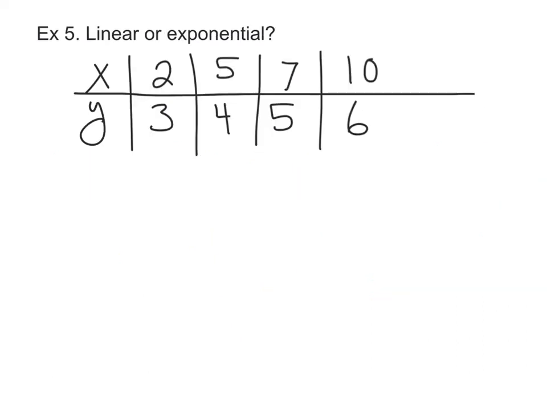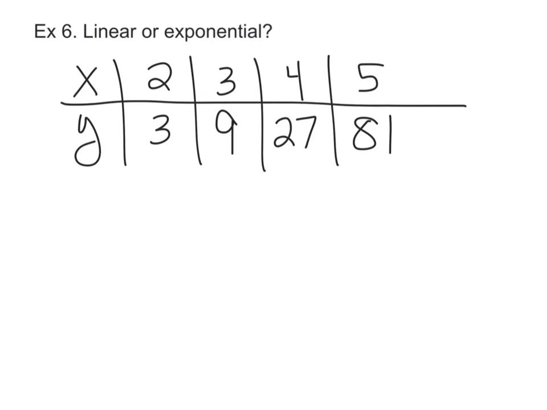All right, example 5, linear or exponential, and now I just gave you pure numbers, not a situation, just numbers. So again, you're focusing on that y column. What's happening in the y column? Well, in this problem, we're increasing by 1 each time. Because we are increasing by 1 each time, it is linear. If you put it in your graphing calculator, you would see it forms a line.